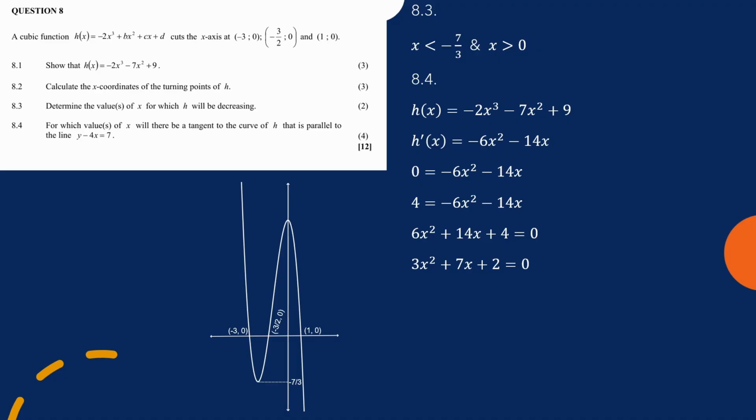Dividing by the highest common factor, which is 2, I get 3x squared plus 7x plus 2, and hence I can factorize that one, leaving me with 3x plus 1 multiplied by x plus 2, all equal to 0. If you don't know how to factorize, you can always use the quadratic formula, and that will leave me with x values of -1/3 and -2. And that is the end of question 8. Let's move on to question 9.